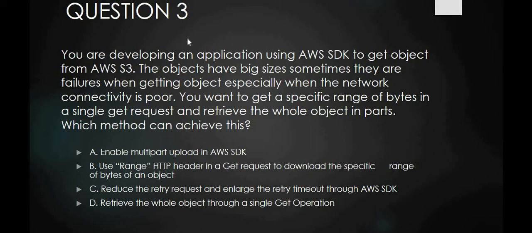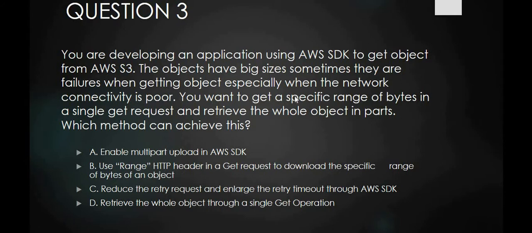It says, you are developing an application using AWS SDK to get objects from AWS S3. Of course, you know S3 is where you store objects, files and all that. That is AWS S3. We're continuing from here. The objects have big sizes. Sometimes there are failures when getting objects, especially when the network connectivity is poor. So you have some objects that are big, and when the network connectivity is poor, there are failures, which I think is normal.